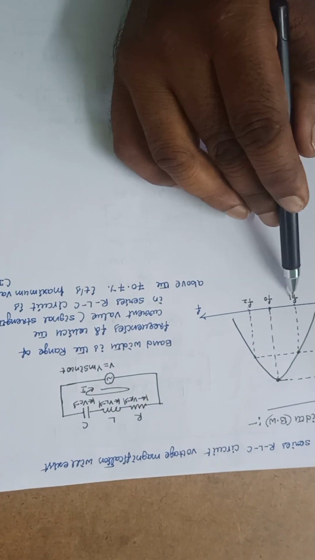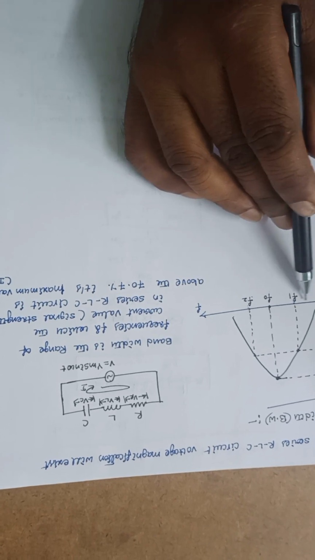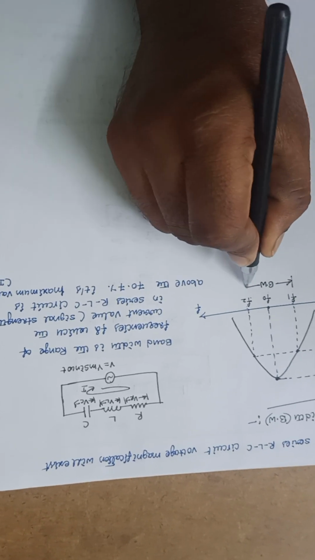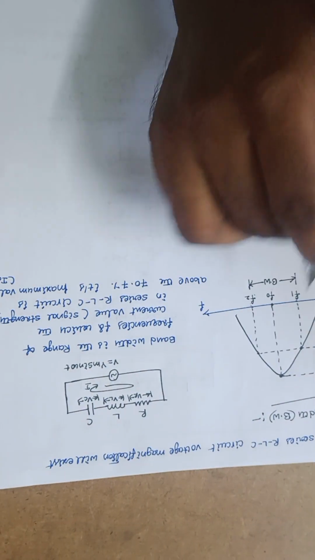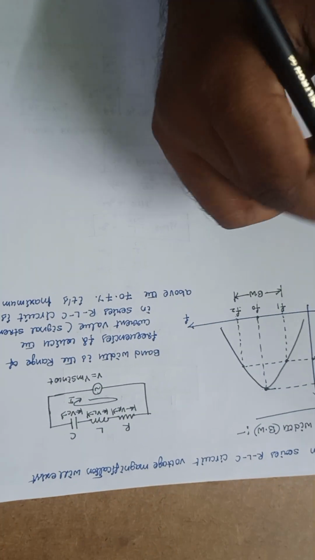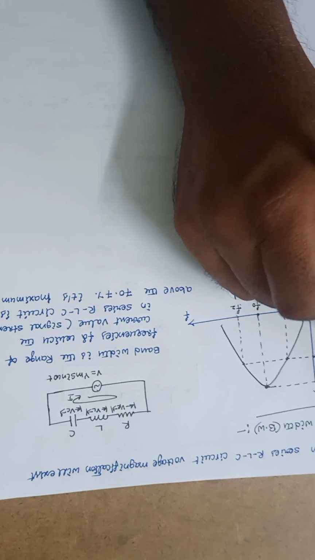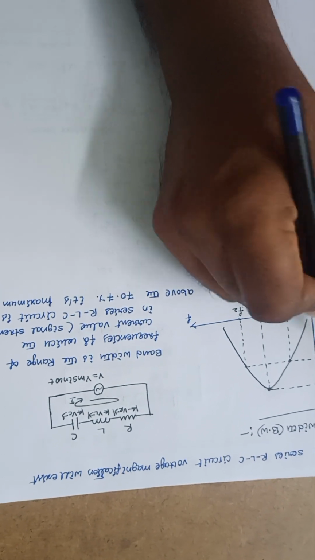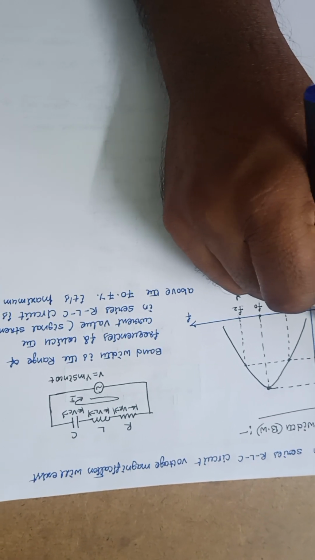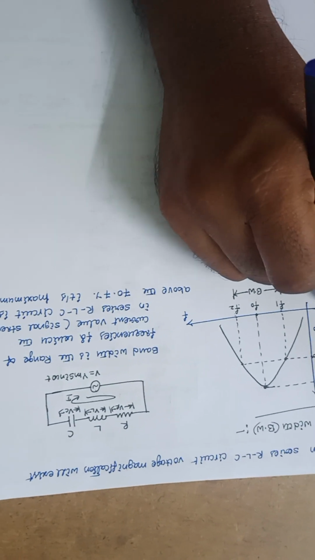That means this portion of the frequencies is nothing but the bandwidth. From here to here, this can be called the bandwidth. In this portion, the signal strength is above 70.7% of its maximum value. Now this 70.7% I can write as 70.7 divided by 100 times I naught, that is 0.707 I naught. This 0.707 is nothing but I naught by root 2.